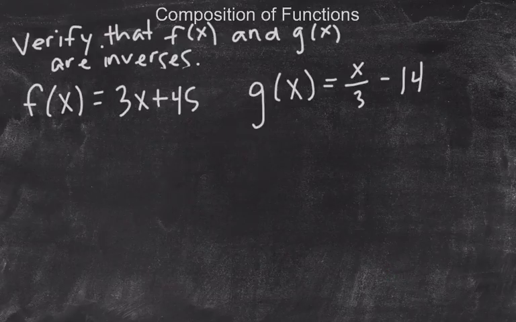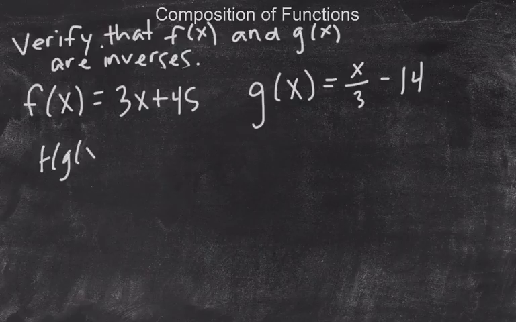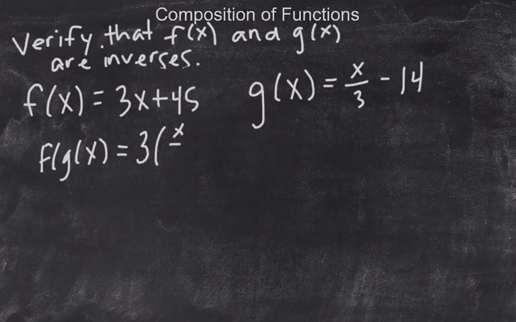Alright, so I've got one more example. I want to verify that f of x and g of x are inverses. f of x equals 3x plus 45, g of x equals x divided by 3 minus 14. So if I do f of g of x, then I've got an x being inputted into the g function, which is going to get out x over 3 minus 14, and I'm using that as my input for the f function, so 3 times (x over 3 minus 14) plus 45.